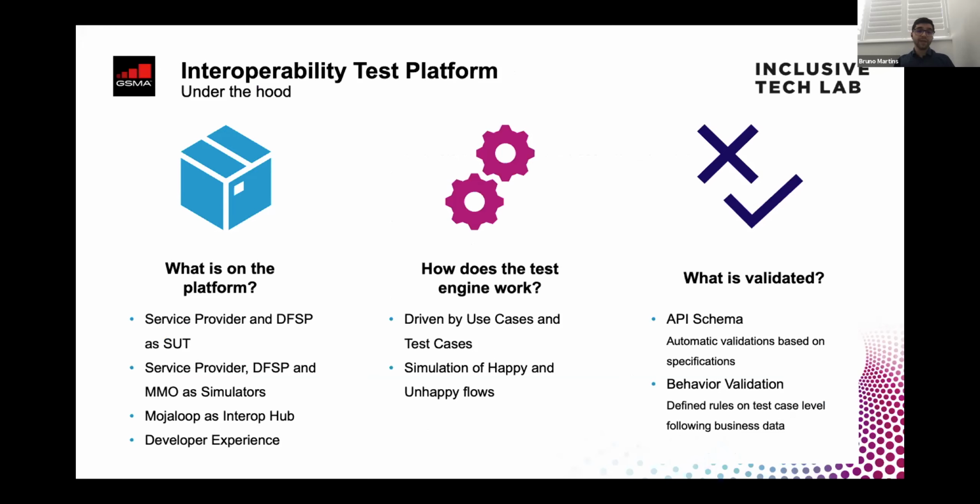What we have today under the hood is the service provider and GFSP as a suite. That's the biggest difference from what we presented last time. GFSP was not available before, so now we have that. We have many different types of simulators: service provider, GFSPs, and mobile money operator, at different points to simulate the different end-to-end connections. We are using Mojaloop as the interop hub in the vanilla version, so no modifications on this side.